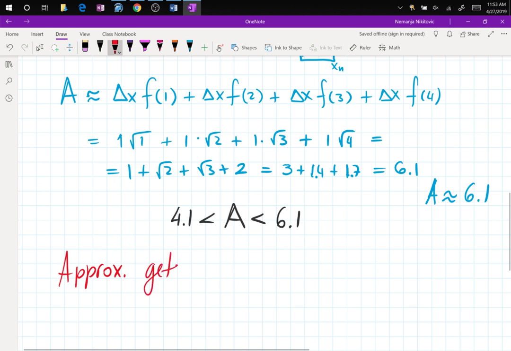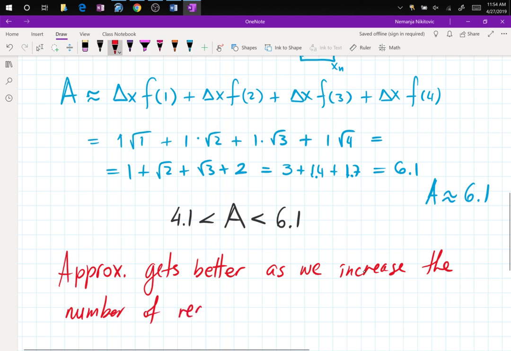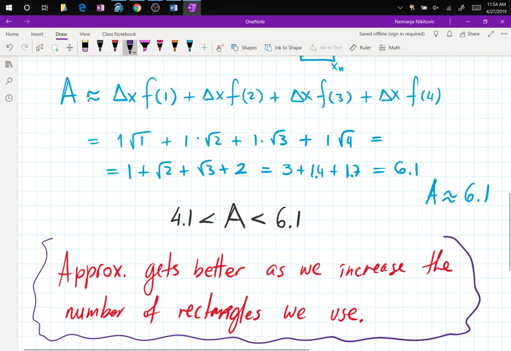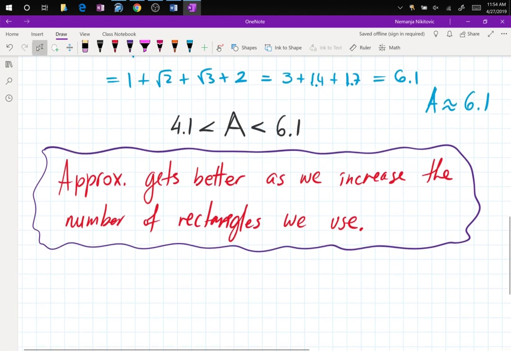Approximation gets better as we increase the number of rectangles we use. So, but guys, there's never a free lunch, right? You increase the number of rectangles to have better approximation, but you also increase the amount of calculations that you have to do.